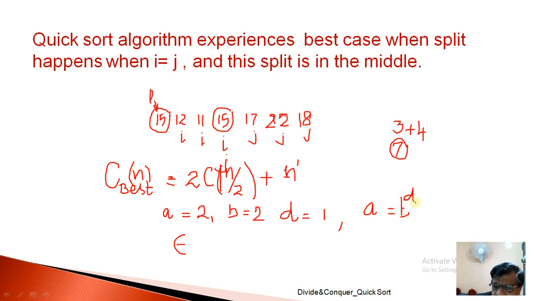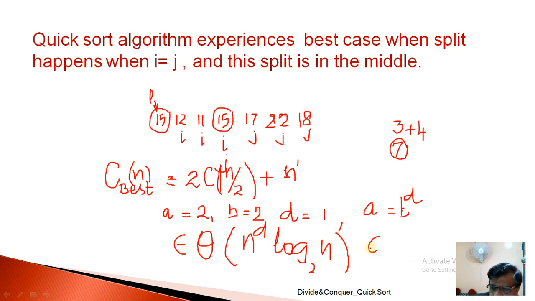In that case, the algorithm falls under the efficiency case of big theta n to the power of D log n. Log to base 2, of course. D is 1, therefore the best case complexity of quicksort algorithm is n log n.